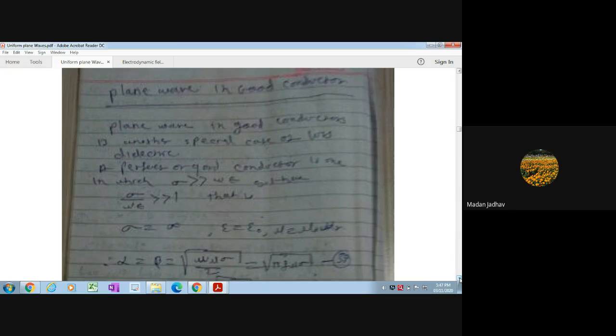And epsilon, the permittivity, is equal to epsilon naught, and mu is equal to mu naught into mu r. These are the characteristics of a good conducting medium. Your sigma is equal to infinity, and if you substitute all these parameters in the main equation, then alpha and beta become the square root of omega mu sigma divided by 2. The equation for the phase constant and the attenuation constant for a good conducting medium is the same, the unit will be different but the equation is the same.